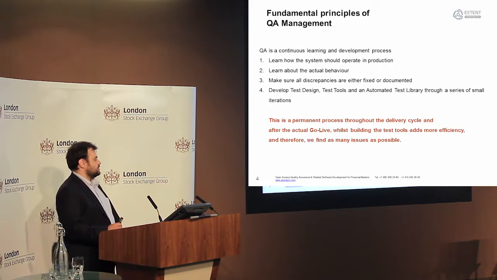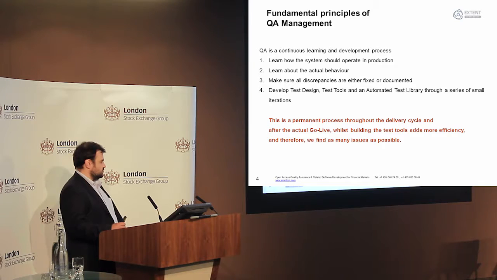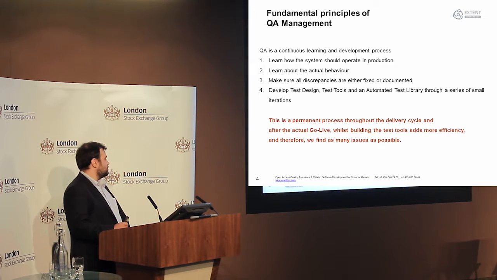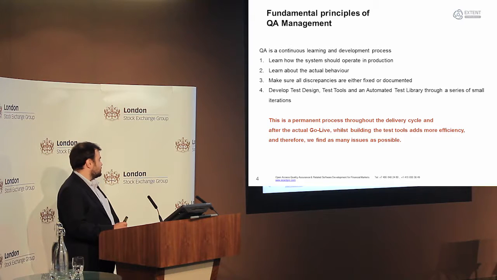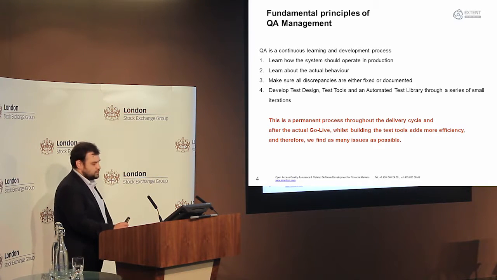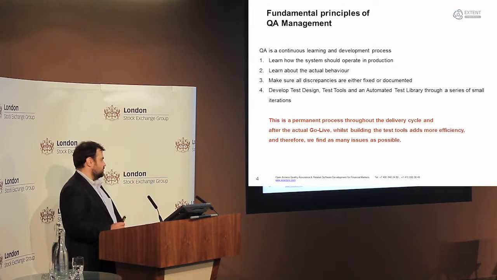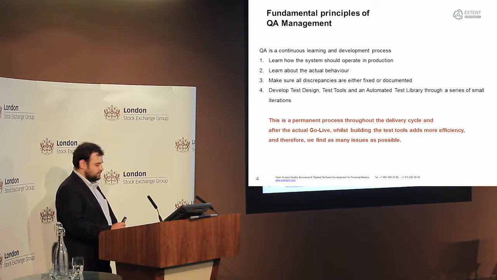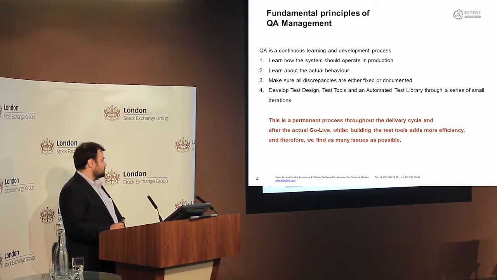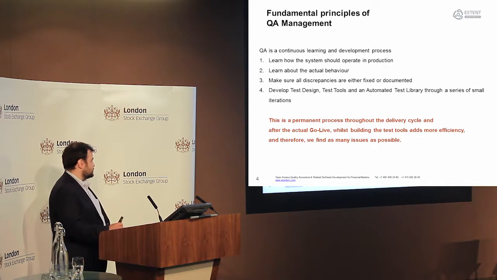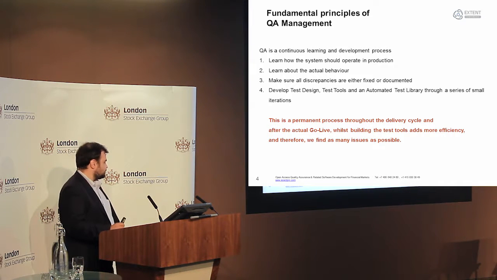As the second part of the job, we develop test design. We're trying to come up with ideas on how to make learning more efficient. We come up with test tools and automated test libraries. And this is a permanent process. We do not learn in the beginning and test at the end. We constantly learn. We learn even when the system goes into production and we receive feedback from production, we learn as well.